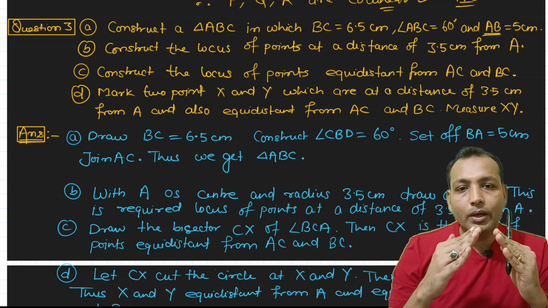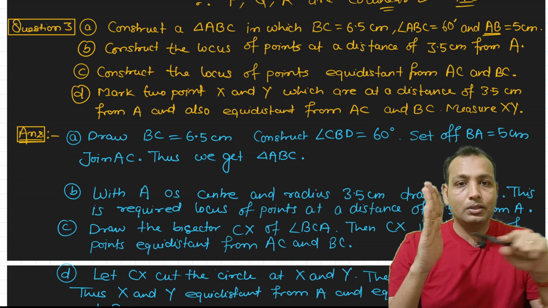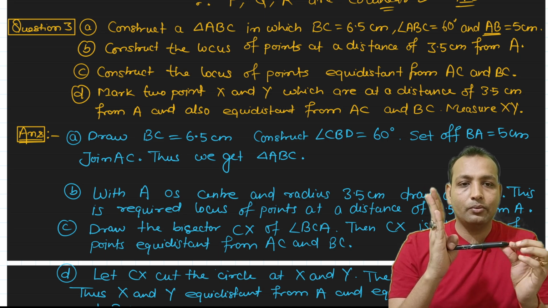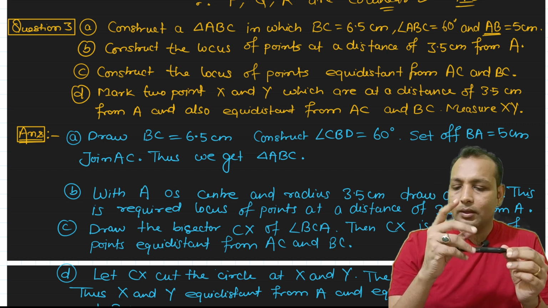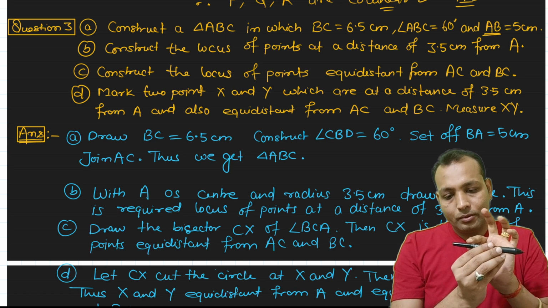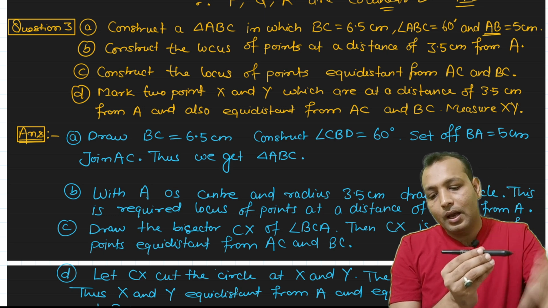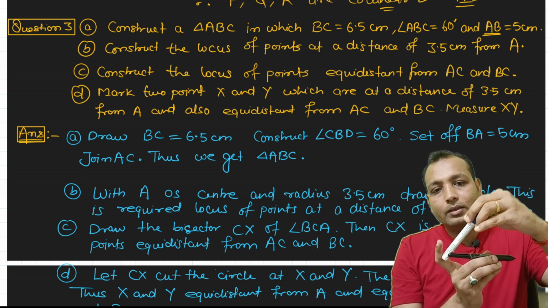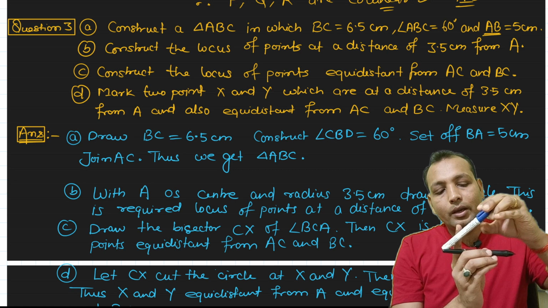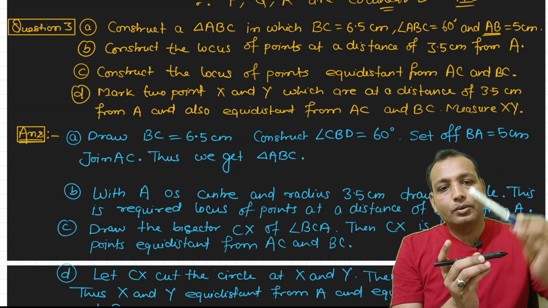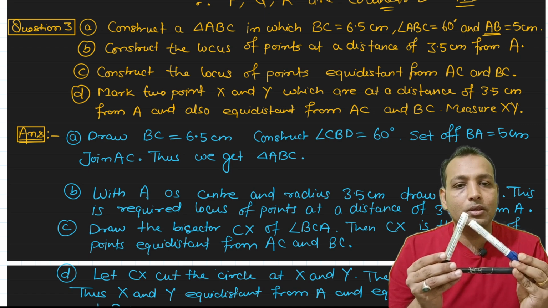So now, construct a triangle ABC. We drew that line BC of 6.5 centimeters like this. Now another angle we have to draw, which is 60 degrees, so this angle will be 60 degrees, and from this we take a line like this. Now mark a point A and join this line also, so it will be a triangle like this. This is triangle ABC.